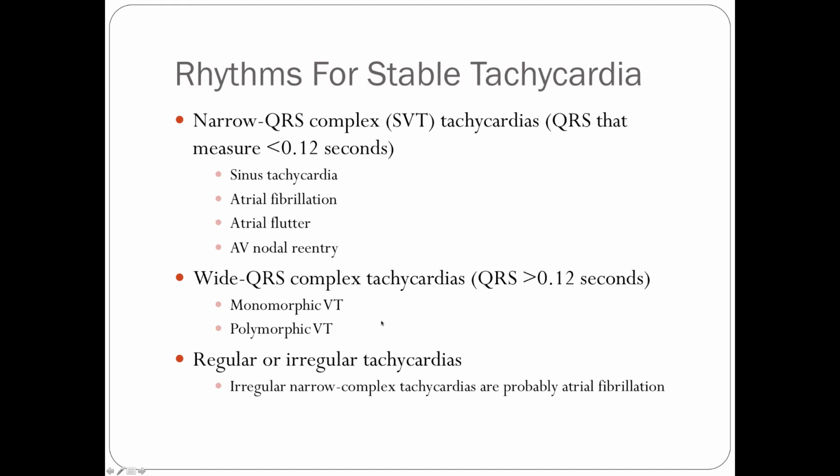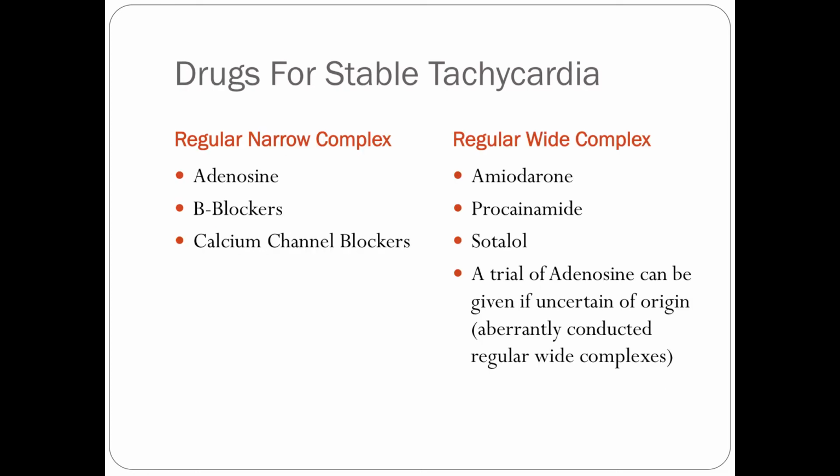The wide complex tachycardias go from monomorphic to polymorphic VTACs, or irregular tachycardia, so a wide complex tachycardia that may come from an aberrancy or a bundle branch block. Irregular narrow complex tachycardias are more likely, like I told you before, to be AFib, because AFib is irregular. A flutter can be regular or irregular, but most of the time it is fairly regular.